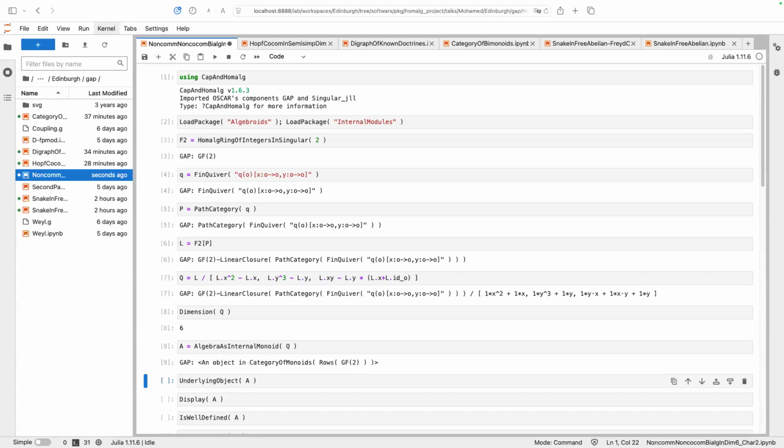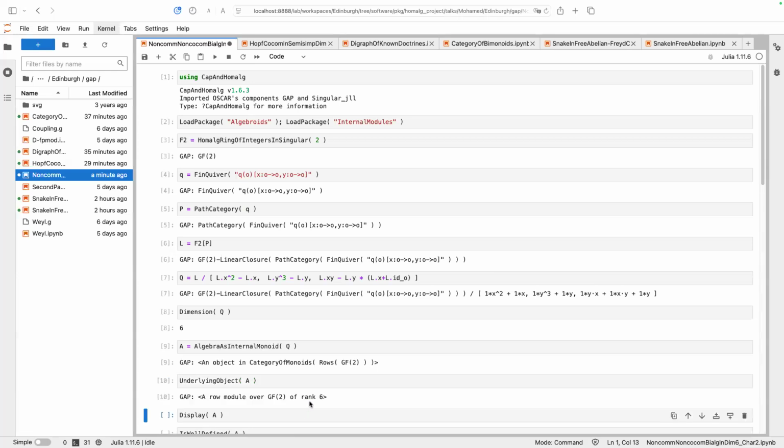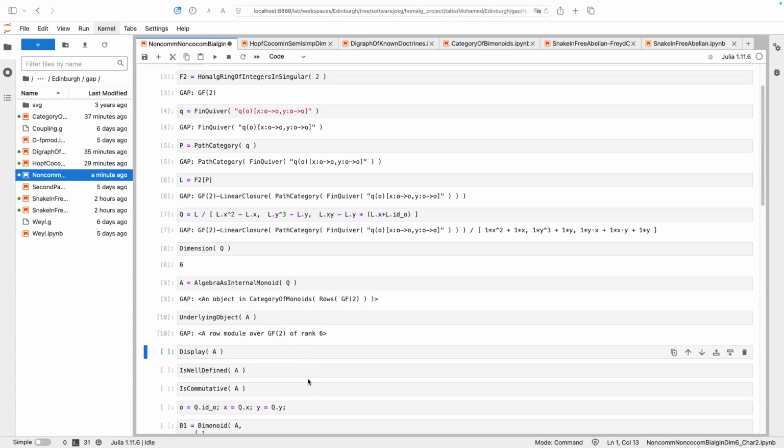So it's now an object in the category of monoids over this category of row matrices. So we have row matrices and column matrices. It really depends on whether you understand matrix multiplication as going from left to right or from right to left. Yeah, so you read the matrix multiplication as the precomposition, as the composition in the way you read Latin, from left to right. Okay, and here is the underlying object. So it's really a row module over GF2, just a vector space of dimension 6.